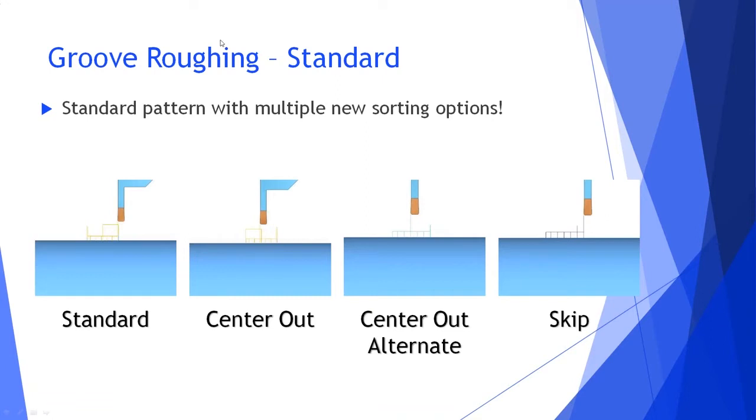Groove roughing: we added in the ability now for standard grooving to cut across. Center out. Center alternative will do one here, one back, one here, one back, and then skip. We'll skip every other pass and then come back and do them after it goes one direction.